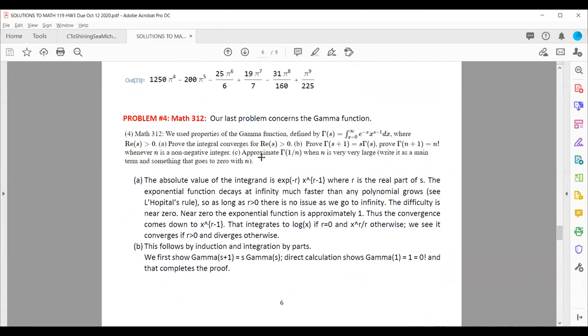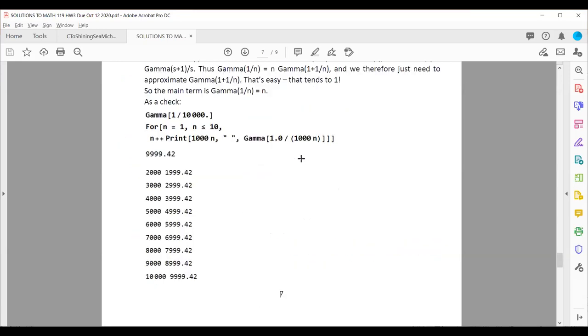The question I ask you is approximate gamma of 1 over n when n is very large. One thing you could do is go to Mathematica or Wolfram Alpha and have it calculate a couple of values for you and get some intuition. As a rule of thumb, if you can compute something, compute it. See the data, try to get a sense of what the answer is. And so here are values of n and gamma of 1 over n.